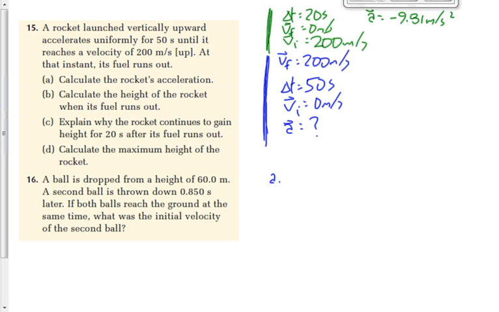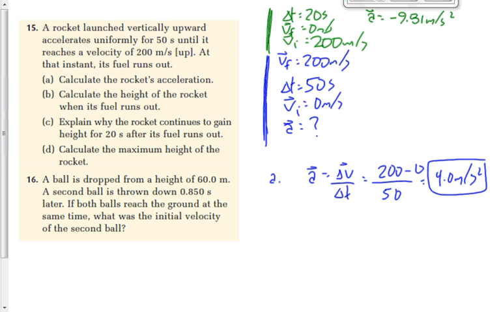Okay, let's do the first part. The first stage for the acceleration. We're just going to say, I think, delta V over delta T for this one. Final minus initial velocity. 200 minus 0 over 50 seconds gives me 4.0 meters per second squared. Question B, the height when it runs out, let's just say D is equal to, there's a couple options here, VI plus VF over 2 times T.